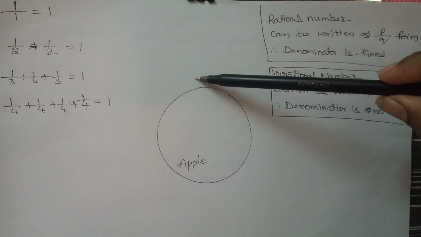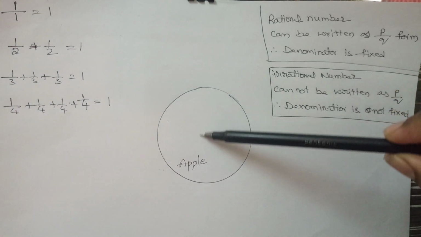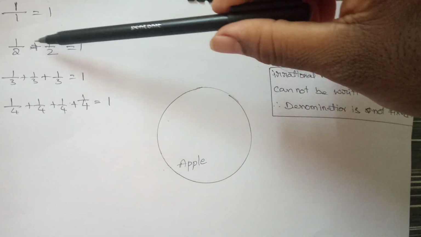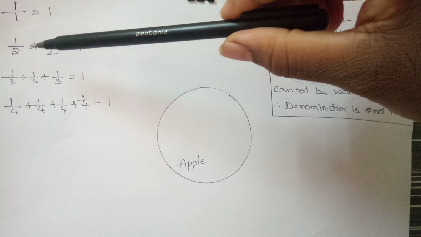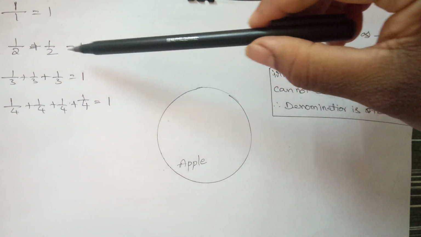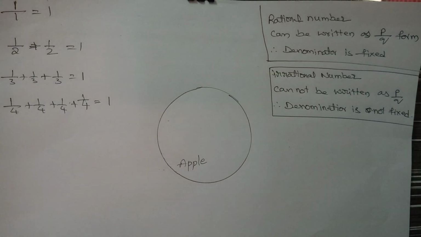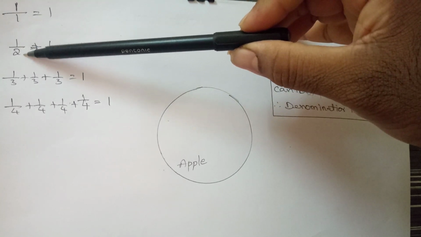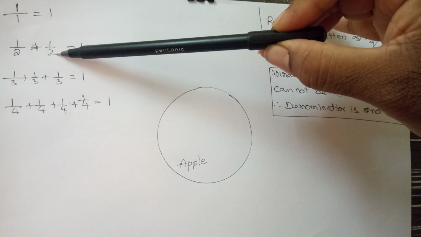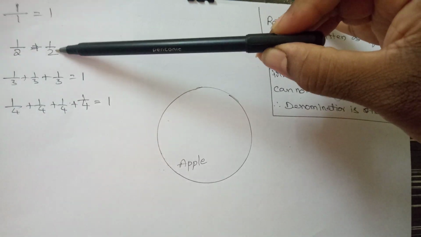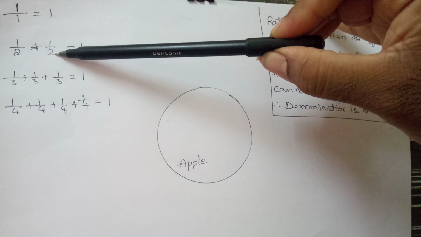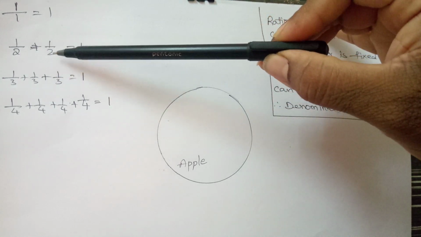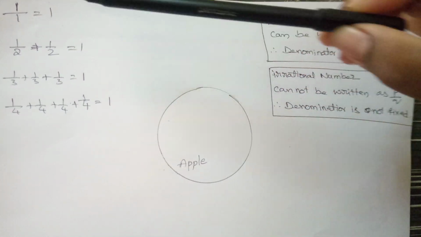Now when you cut it into two parts, each part will be 1/2 and 1/2. So here 1/2 plus 1/2 becomes 1. Therefore, one apple can be cut exactly into two parts with a known denominator, that is 2. Each part will be 1/2.